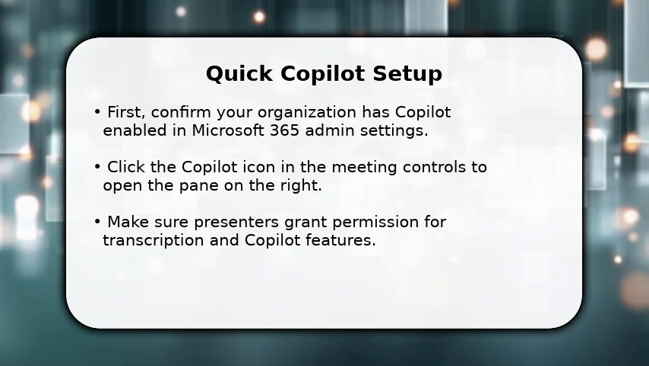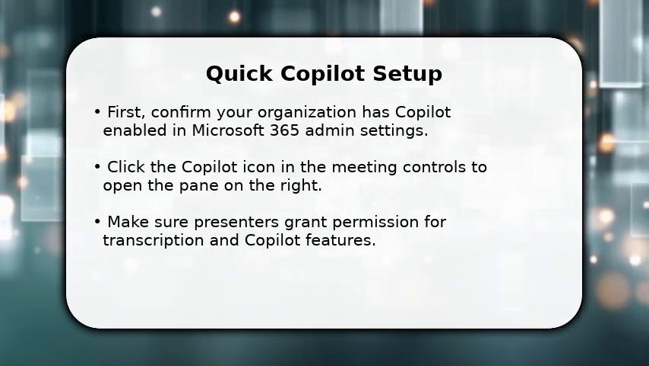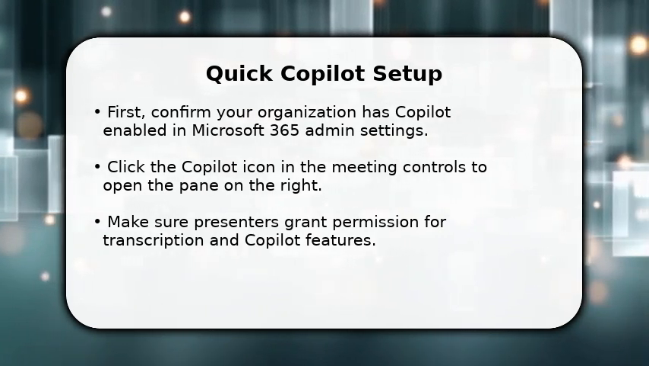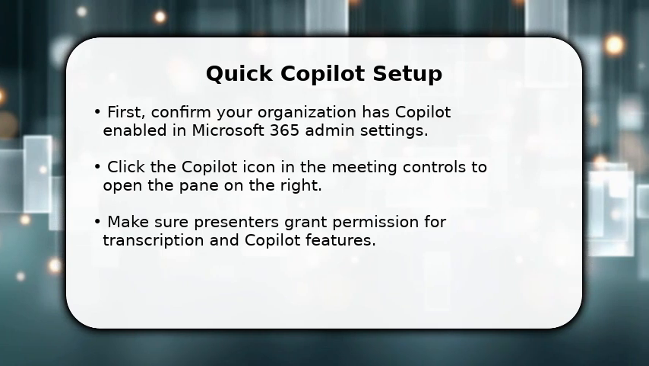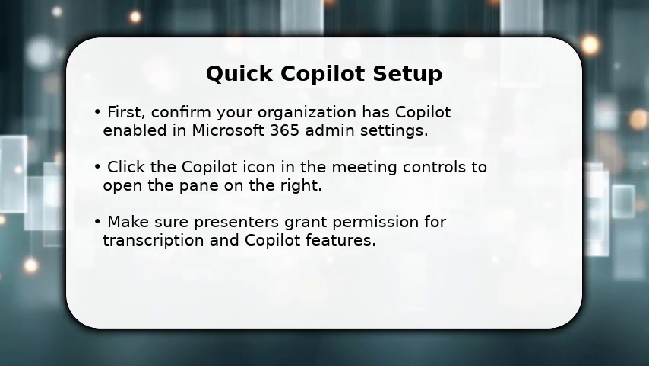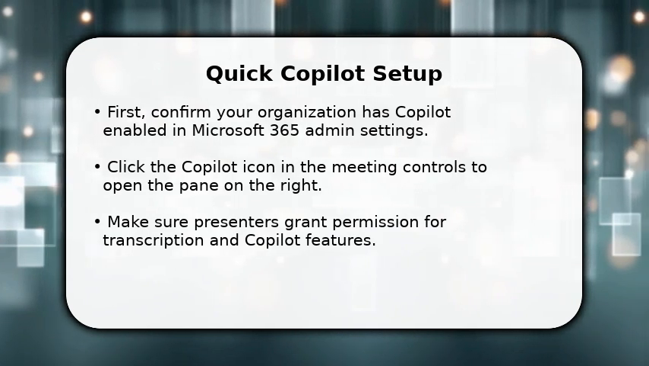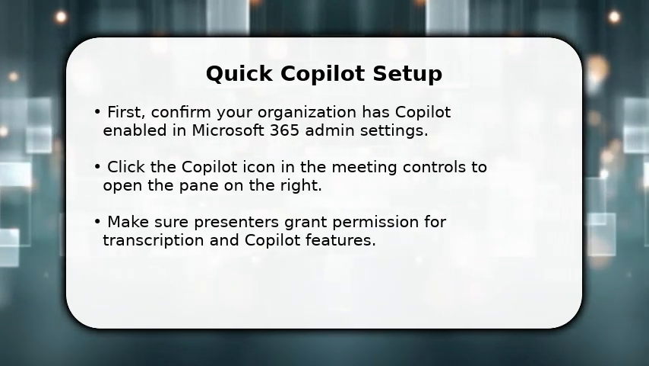Click the Copilot icon in the meeting controls to open the pane on the right. If you do not see it, check your app updates and tenant policies. You can also enable Copilot for meeting notes, action items, and live summaries. Make sure presenters grant permission for transcription and Copilot features.